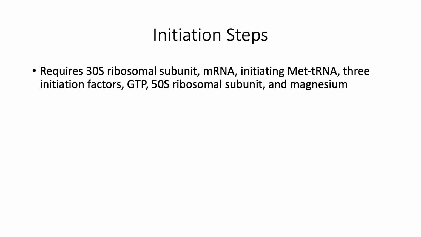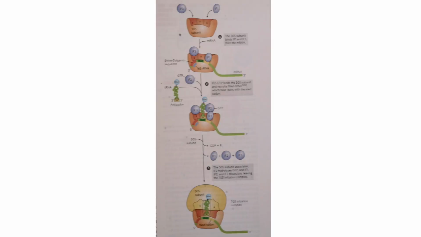In the initiation step, there's a 30S ribosomal subunit, messenger RNA, initiating methionine tRNA, 3 initiation factors, GTP, 50S ribosomal subunit, and magnesium. So it looks like this, where you get IF3 and IF1 attaching to the 30S subunit. Then the messenger RNA binds. This is the process here.